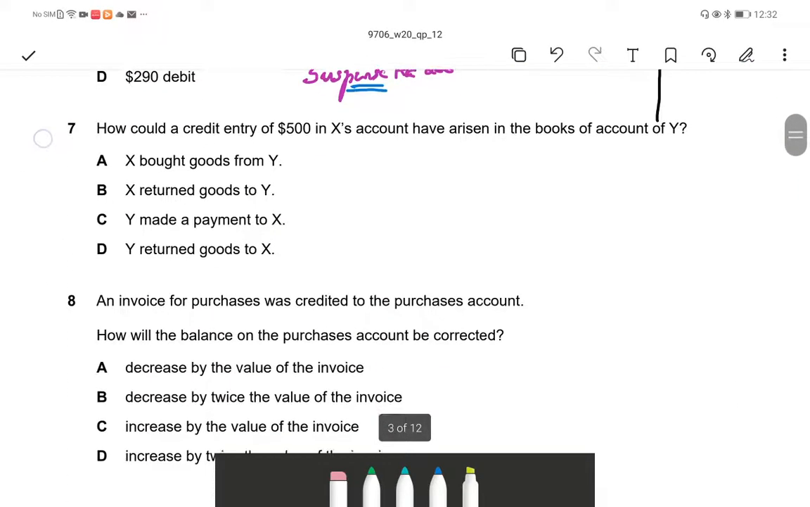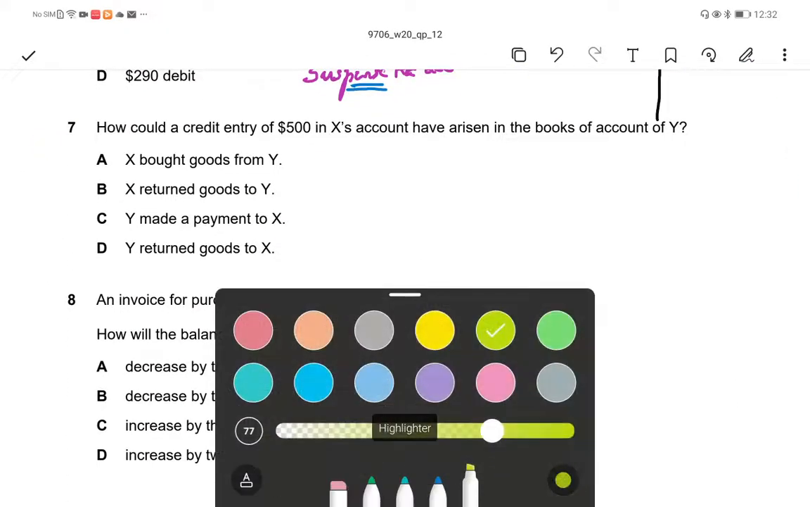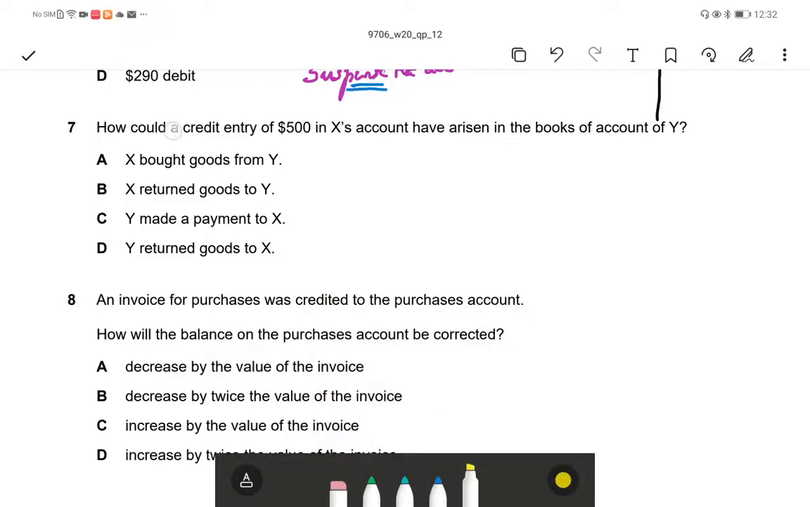Next, question 7. How could a credit entry of 500 in X account have arisen in the books of Y? Y is preparing the books, and he is preparing the X account. We don't know whether X is a customer or supplier, credit customer or credit supplier. So we can check the entry is coming on the credit side, so we can show two accounts here.